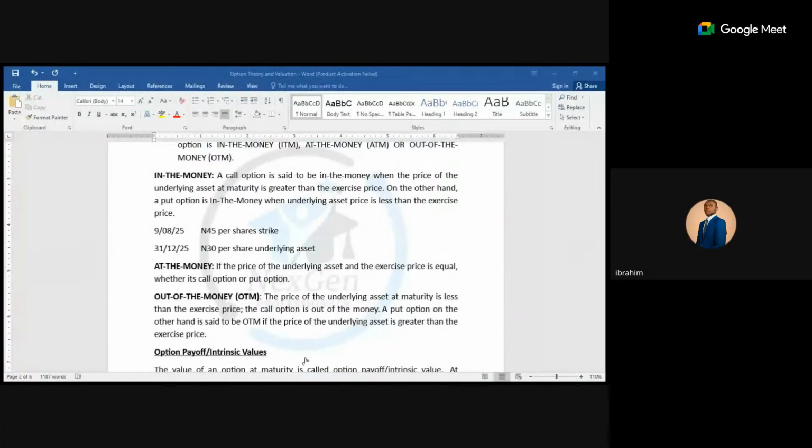What is the difference between 45 naira and 30? Class, what is the difference? Hello class, are we still together? Yes, that's 15. Is that not so? So you make money, you are in the money, right? You will decide to exercise your rights and so on.